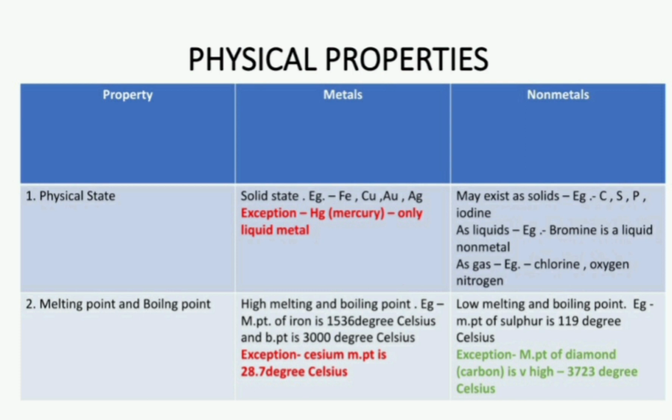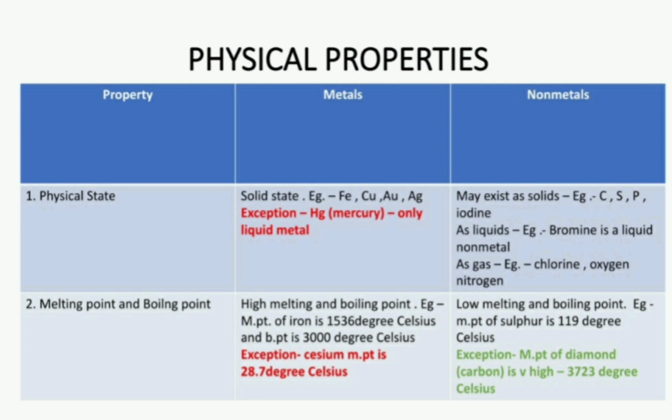There is one metal, which is mercury, which is a liquid metal, and examples for the solid metals, you can quote any example like iron, copper, aluminium, gold or silver. In non-metals, examples of solid non-metals are carbon, sulfur, phosphorus and iodine. Only one liquid non-metal is known, that is bromine. And in gaseous state, we have the examples of chlorine, oxygen and nitrogen.